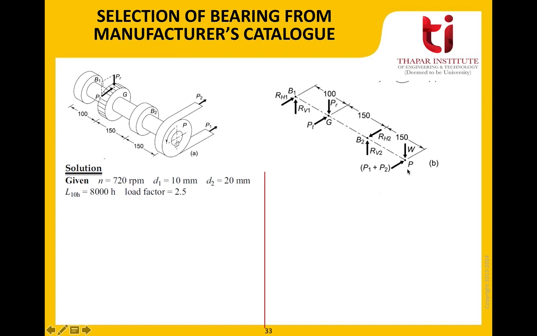And at point P, where we have the pulley, we have the weight of the pulley acting in the negative downward direction, and we have the sum of the tension forces P1 and P2 acting in this direction.